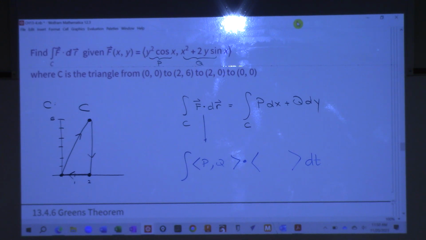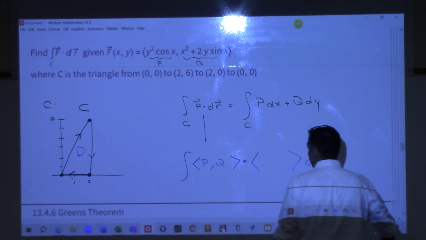Green's theorem is applicable here because C encloses a region, doesn't it? Now, I have to pay attention to something here. I'm traversing this with negative orientation. It's clockwise, right? So whatever my answer is, I need to remember to change the sign at the end because I'm going in the reverse direction.